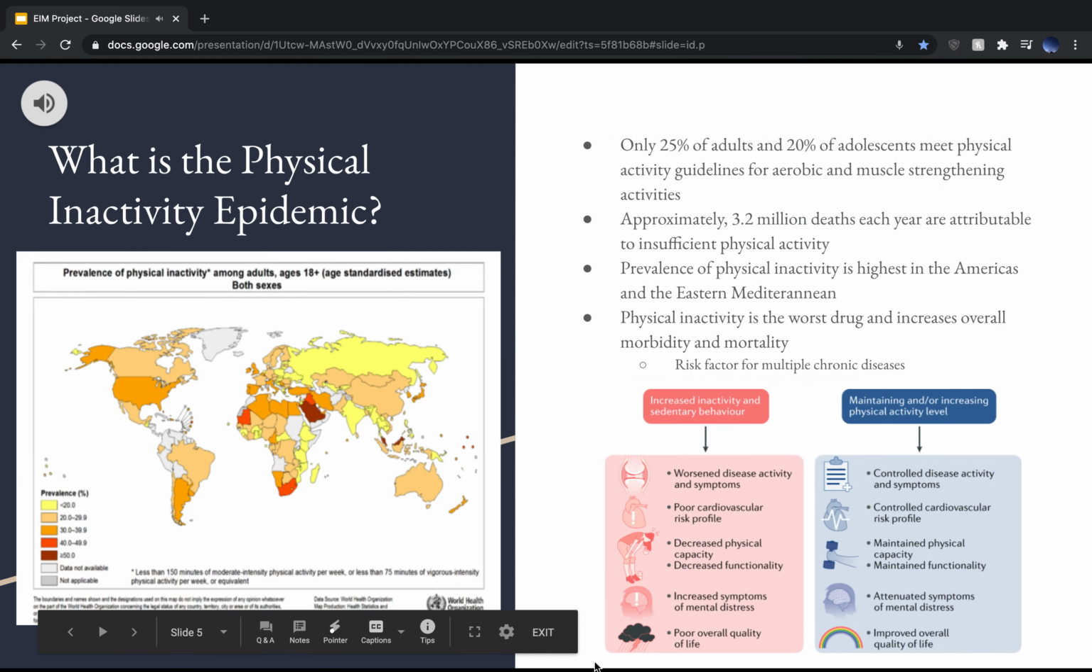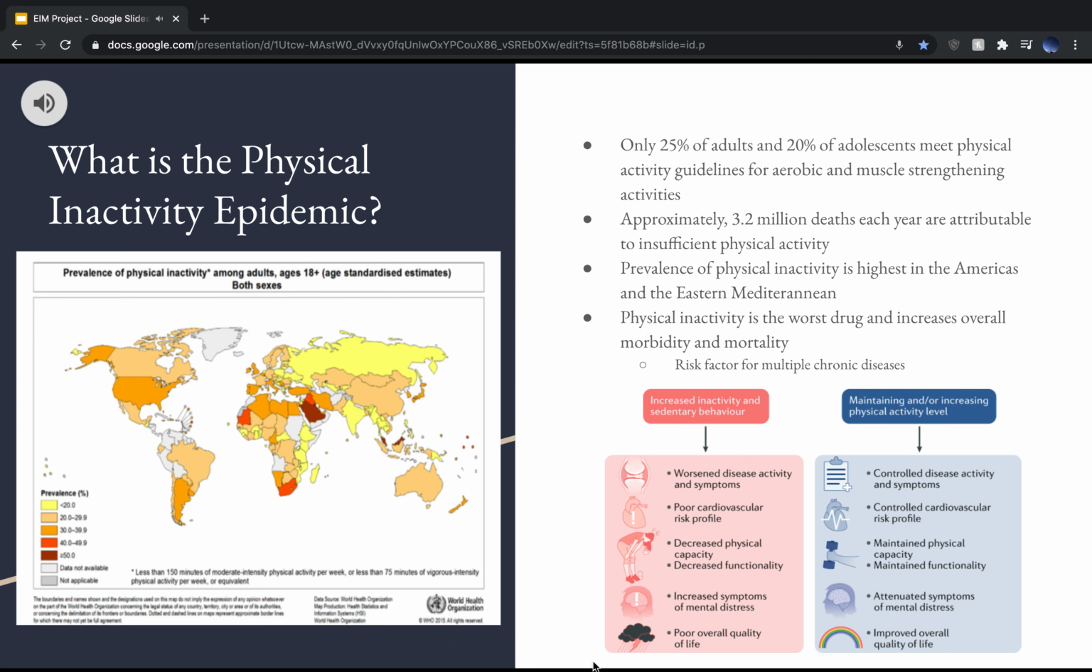Now that we have looked at the obesity epidemic, let's take a closer look at the physical inactivity epidemic. Only 1 in 4 adults and 1 in 5 adolescents in the U.S. meet physical activity guidelines for aerobic and muscle strengthening activities. One of the main causes of this epidemic is the increase in sedentary lifestyles and less participation in leisure time physical activity. Physical inactivity is the worst drug and can lead to the development of many chronic diseases, such as diabetes, cardiovascular diseases, osteoporosis, and cancer.